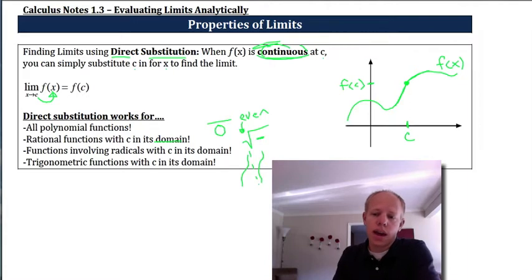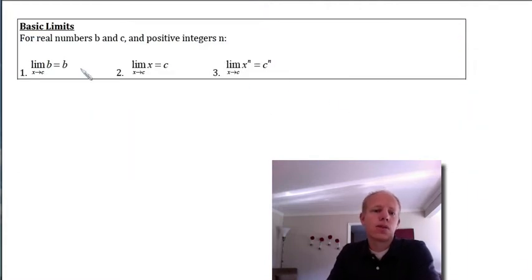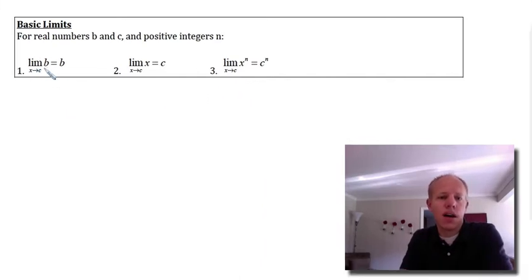So let's take a look at a couple of these. Here are some very basic limits, and these are actually all polynomial functions. So we know it's going to work for all of them, but they might throw some tricky things in. This is the limit of b, and b is just a positive integer. As x approaches c, well, b still equals b. For number 2, here we just have a straight line, or it's just x, so the limit of x as x approaches c is going to just be c.